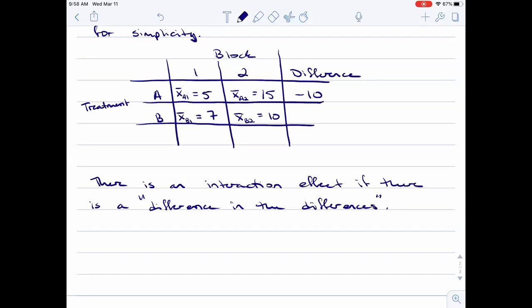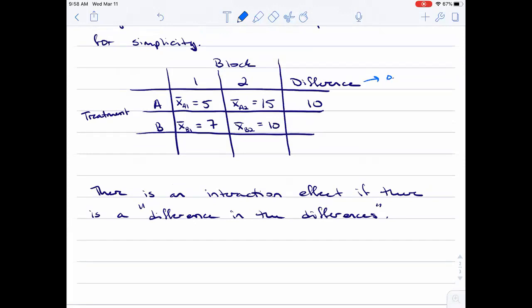Moving from 5 to 15. As long as we're consistent, it doesn't matter. In this case, I'm taking block 2 minus block 1, just because it's cleaner, but it actually doesn't matter. The order of subtraction must be consistent. Say we've got a difference of 10 here, and then that means we've got a difference of 3 here.